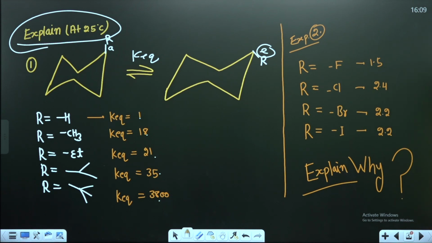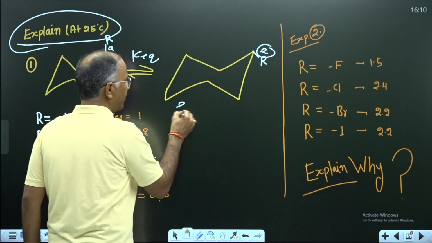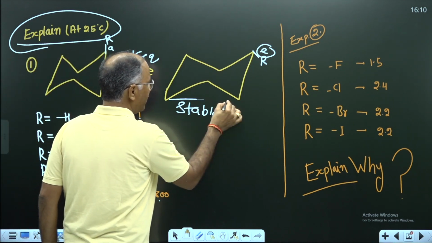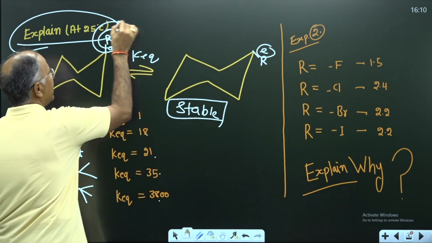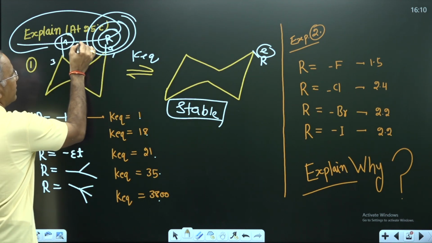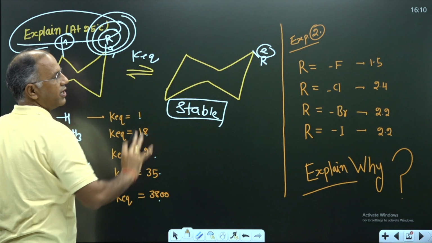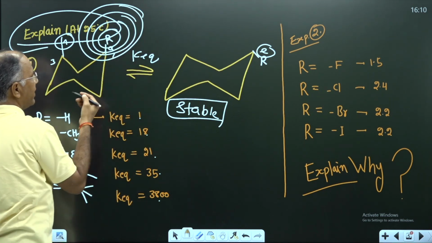Write the question in your notebook and just think how we can explain these data. Now in the first case, since we know which is the more stable conformer, equatorial is more stable. This means as the van der Waals radii of axial increases, there is a 1,3 diaxial interaction. This repulsion will increase, which means it will convert into equatorial form. So basically, as the van der Waals radii increases, it becomes unstable.